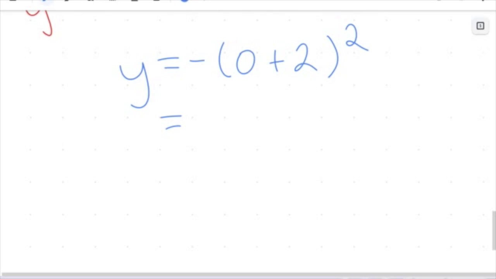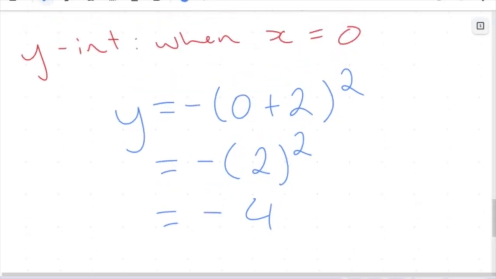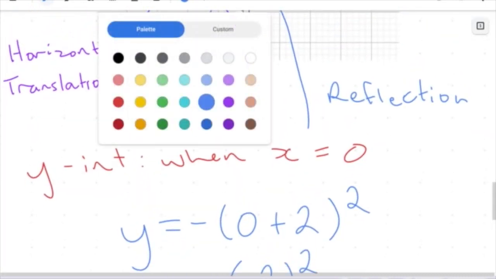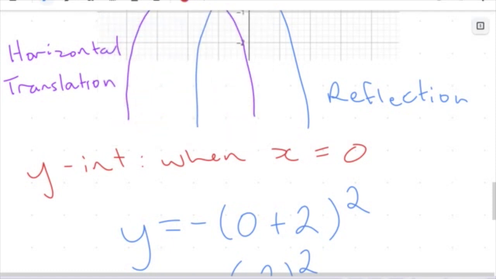That means I get, let's do these brackets first. So 0 plus 2 gives me 2. 2 all squared is 4. So that's like saying -2 squared. So 2 squared is 4, and we keep the negative in front, so that gives me -4. So my y-intercept is going to be about down here at -4.